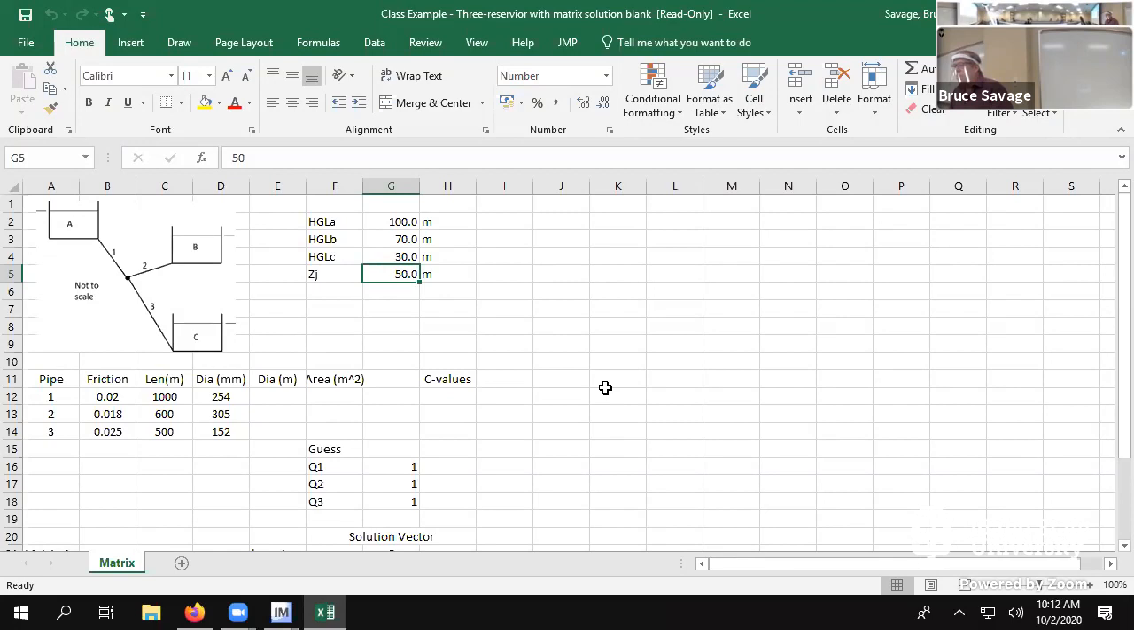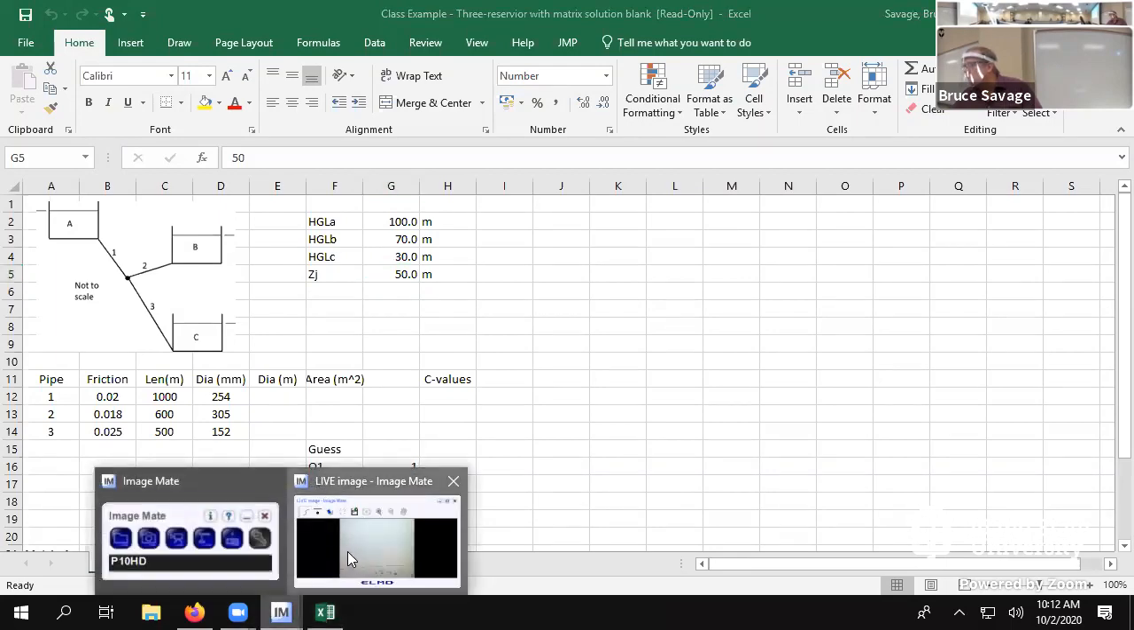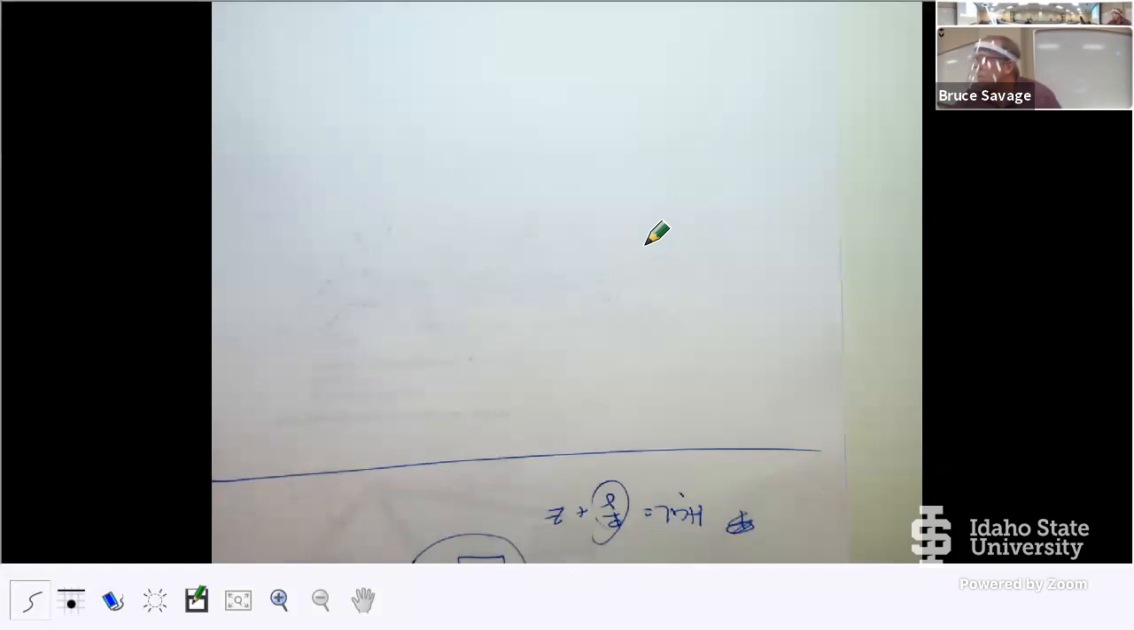Okay, so we want to be able to solve this somehow numerically, and remember, we came up with energy equations going across the whole system rather than just to the junction. For example, for this particular problem, if I know that A is 100, B is 70, and C is 30, I know flow is coming from A and going towards C. I don't know what's going on at B, right? So I could write very simply the equations.